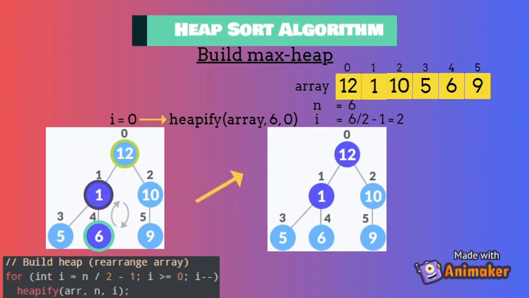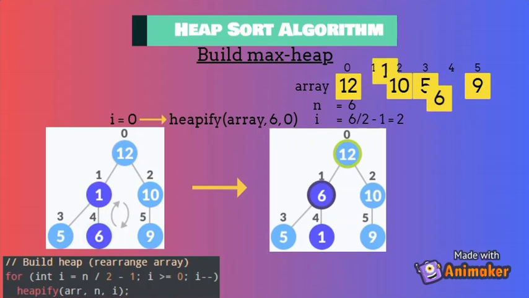As shown in the above diagram, we start by heapifying the lowest, smallest trees and gradually move up until we reach the root element. If you've understood everything till here, congratulations, you are on your way to mastering the heap sort.